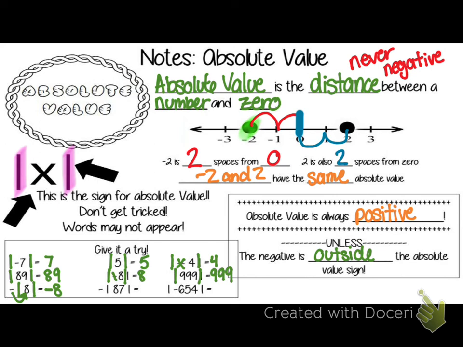Same thing over here for the negative absolute value of 87. It would be -87 because that negative isn't involved in the absolute value. On our final one, it's the absolute value of -654. So we would say that 654 is the distance from 0.